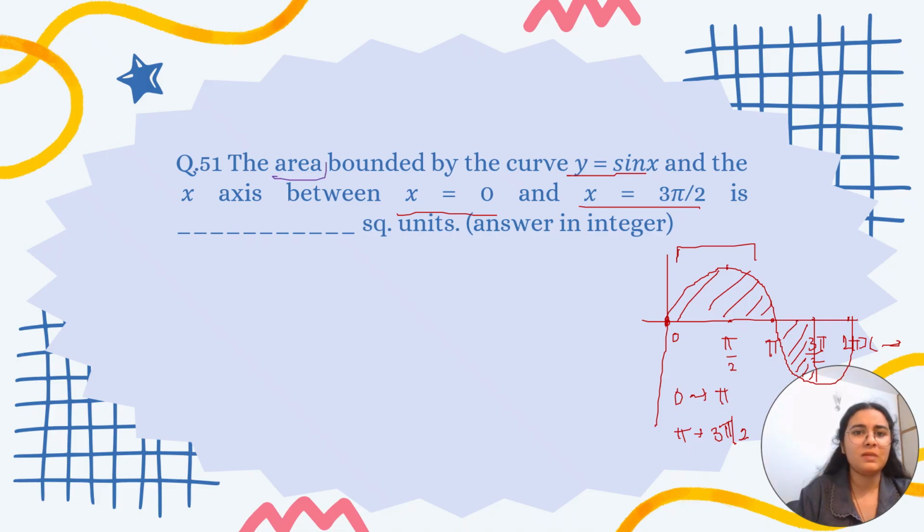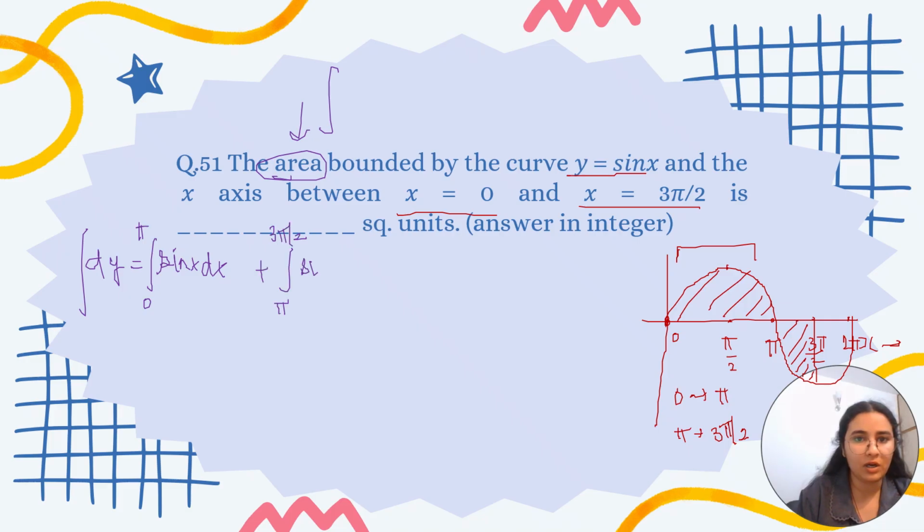So whenever you see something like this, where you have to find the area bound by the curve and the x-axis, it's a hint that you have to do integration. So I can do it like this, y is equal to sin x dx. I can integrate from 0 to pi separately and pi to 3 pi by 2 separately.